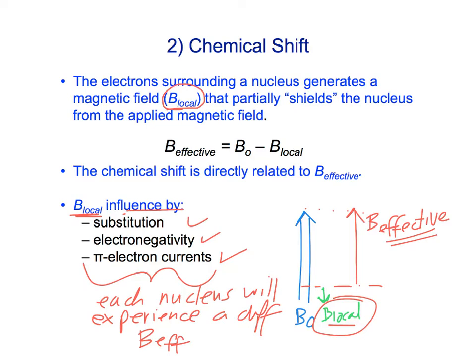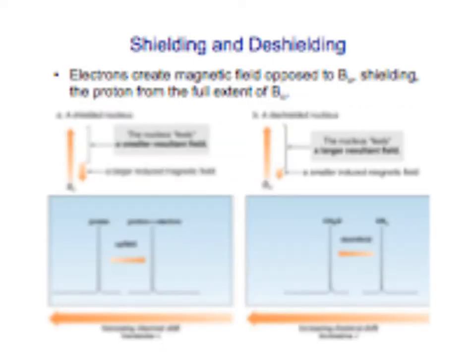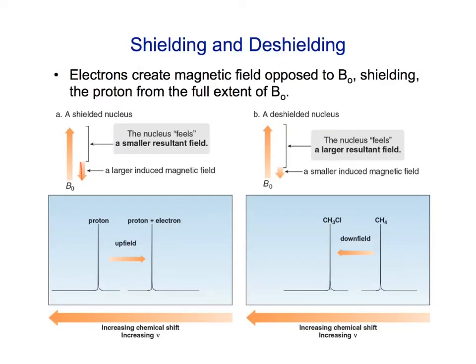So let's see how this works. So we're going to look through these different factors that influence this B local. Okay, so here's just another drawing before that. So the electrons create this magnetic field, and here's a diagram. So here is this B local here. It's similar to the drawing that I did. And so, in fact, that cancels out this part of the applied magnetic field, and the nucleus only feels this much. Okay, so this would be this B effective.